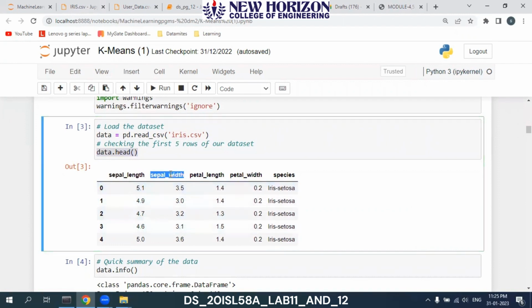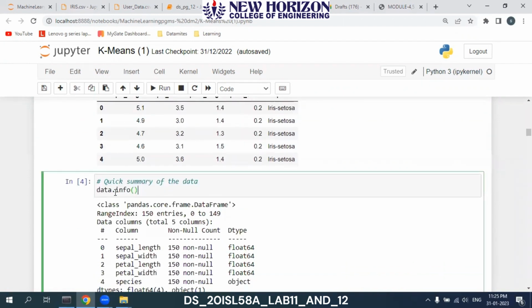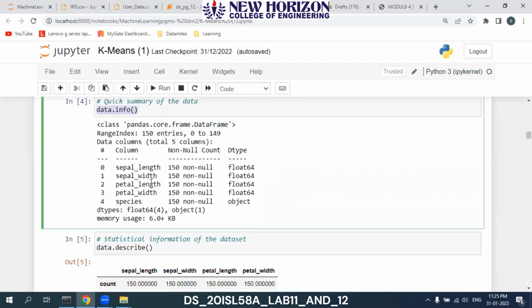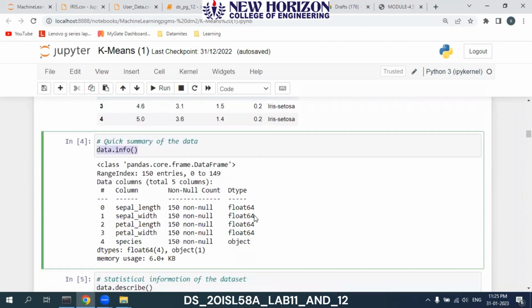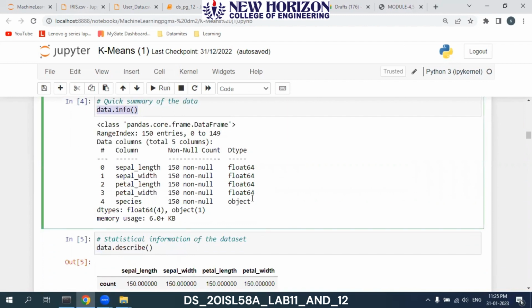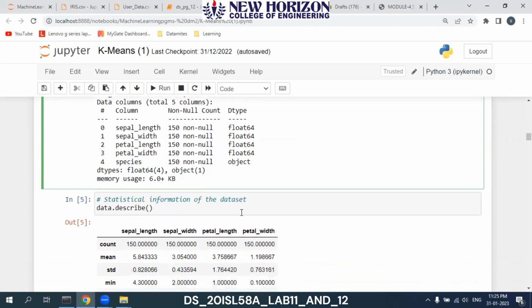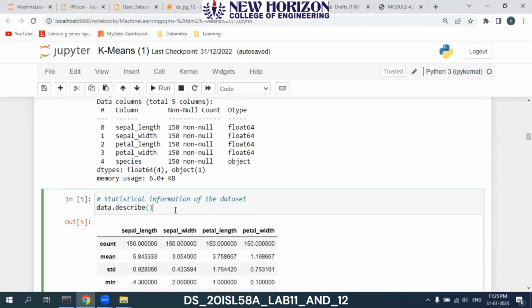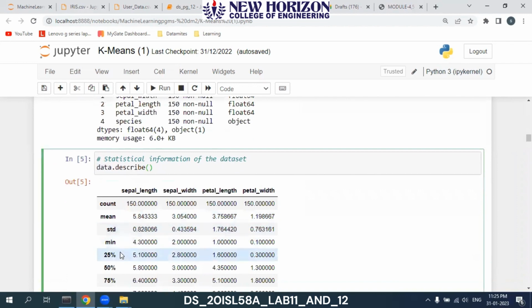These are the column names as they are: sepal length, sepal width, petal length, petal width, and species. The first 5 rows have been retrieved here. The CSV file we are using is iris.csv. Now data.info gives a quick summary of the data. It describes the structure of each and every column, such as not null and float64, or if it is an object, and so on. Next, describe gives the statistical information, that is, standard deviation, minimum value, mean value, and so on.